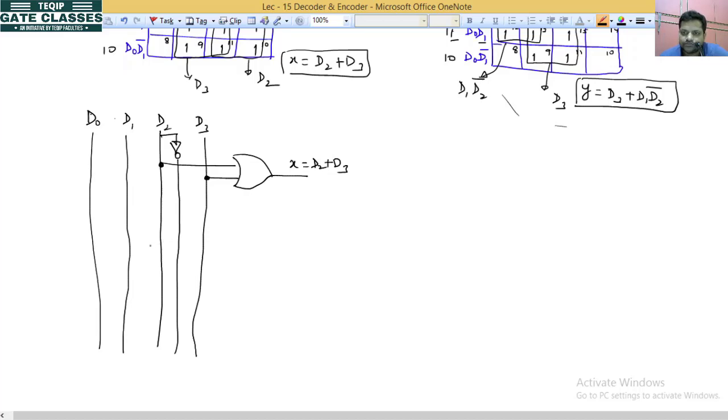Now go for y. For y, D3 is taken from here, D1 is from here, and D2 bar is from here. So you have to place an AND gate here. Then OR it with D3, and the output y is D3 plus D1 D2 bar. These are the concepts related to the encoder.